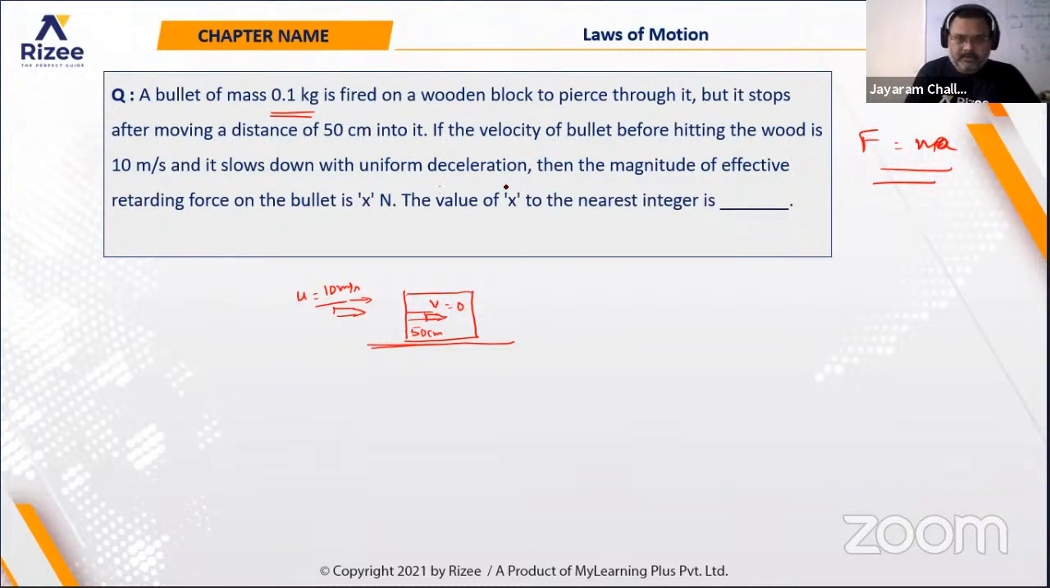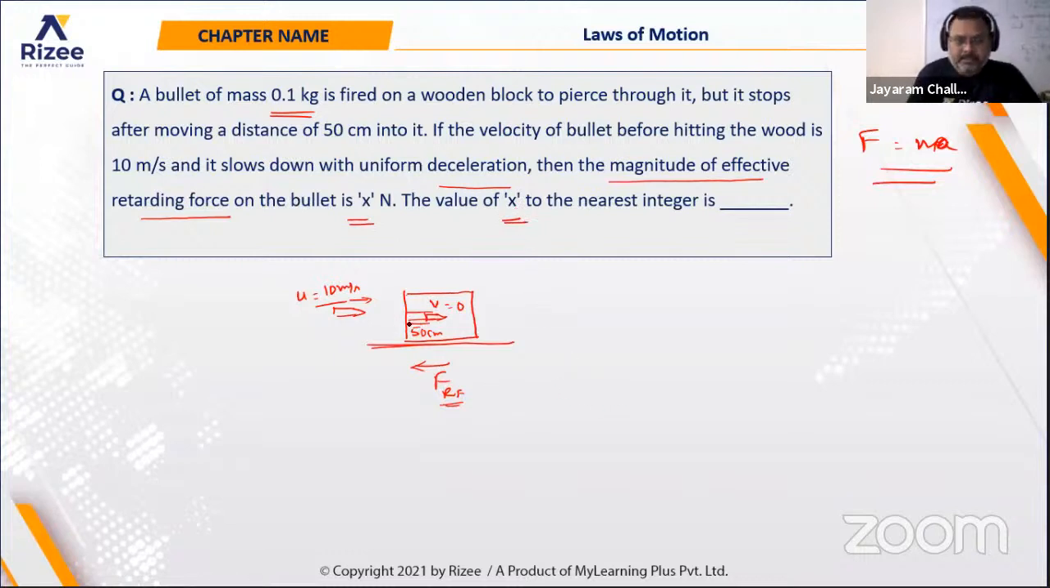The bullet slows down with a uniform deceleration. He is asking the magnitude of the effective retarding force. There is a force on the bullet acting opposite to its direction of motion, which is called the retardation force here. The force on the bullet is x. He is asking what x is, in newtons.